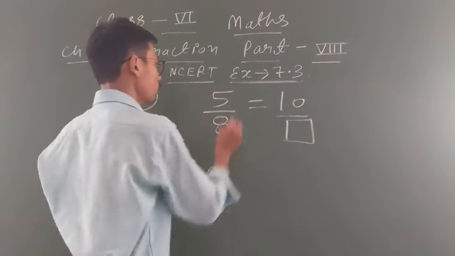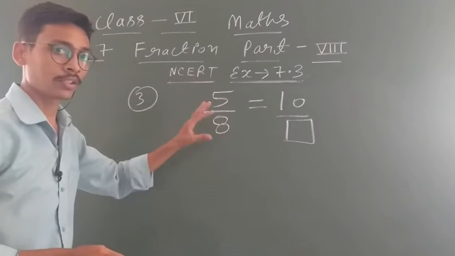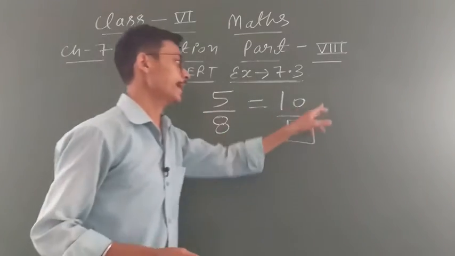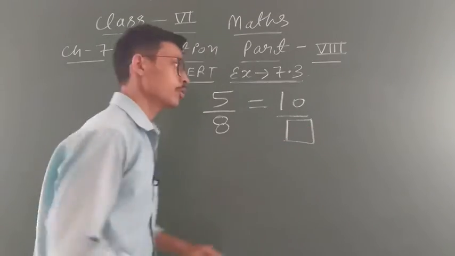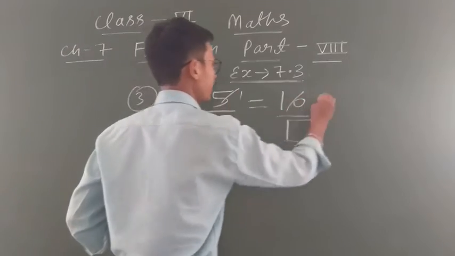So 5 and 8 you cannot reduce, student. This is 8, you are not able to reduce. 10 and box you cannot reduce. So you will see what? 5 and 10. 5 and 5, 5 twos are 10.